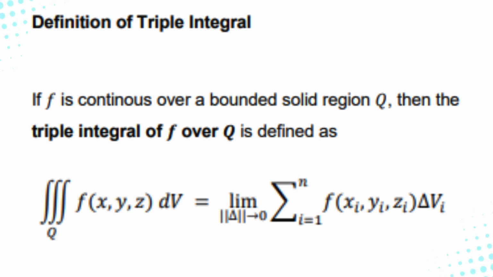The triple integral symbol tells us we are integrating over 3 dimensions. Q is the solid region in 3D space. dV is the volume element, a tiny piece of volume. The limit as the norm of delta goes to 0 of the sum from i equals 1 to n of f evaluated at x sub i, y sub i, z sub i times delta V sub i.